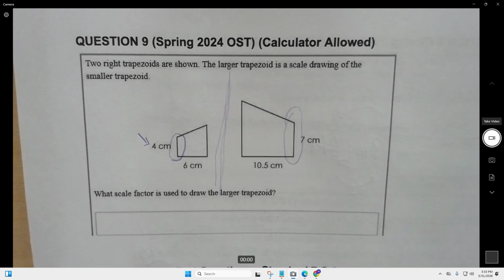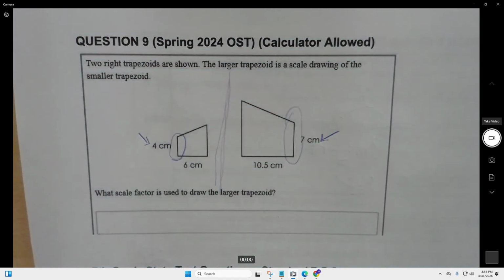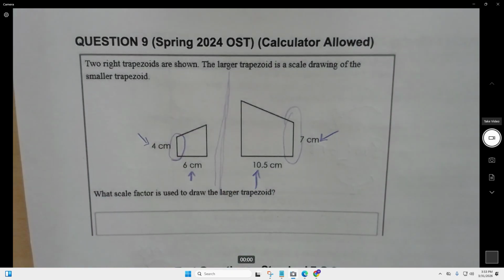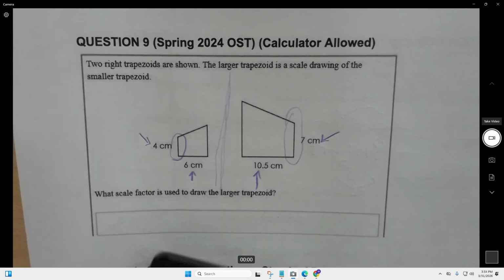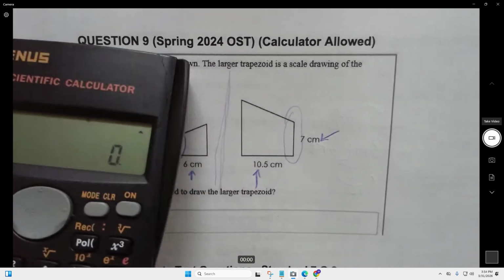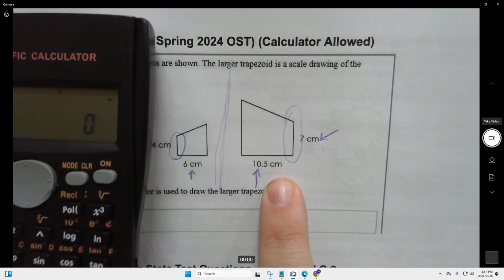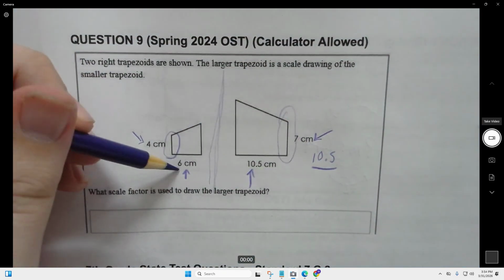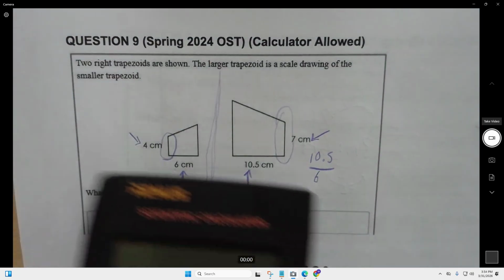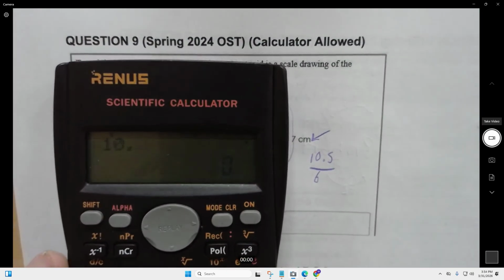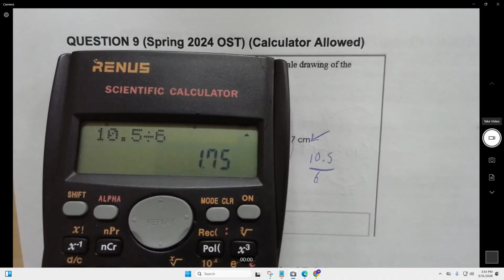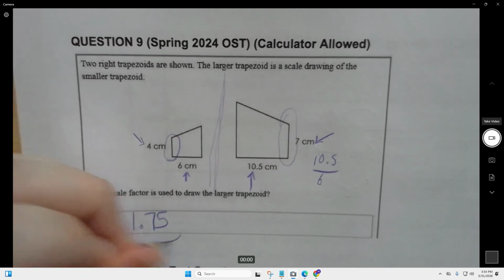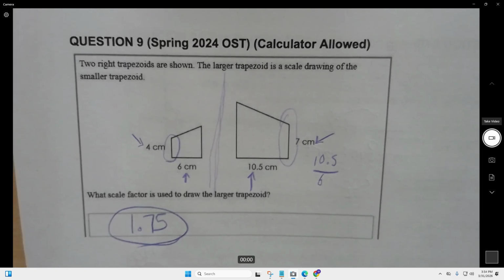They flipped it. Because you can see the smaller of the two is on the left here, while the smaller of the two is on the right here. So this side pairs up with this side. The bottom still pairs up with the bottom. This is a calculator allowed question, so just pick one of the pairs. Take the bigger number first, 10.5, divide it by the smaller number, which is 6. And you get 1.75. That's your answer.